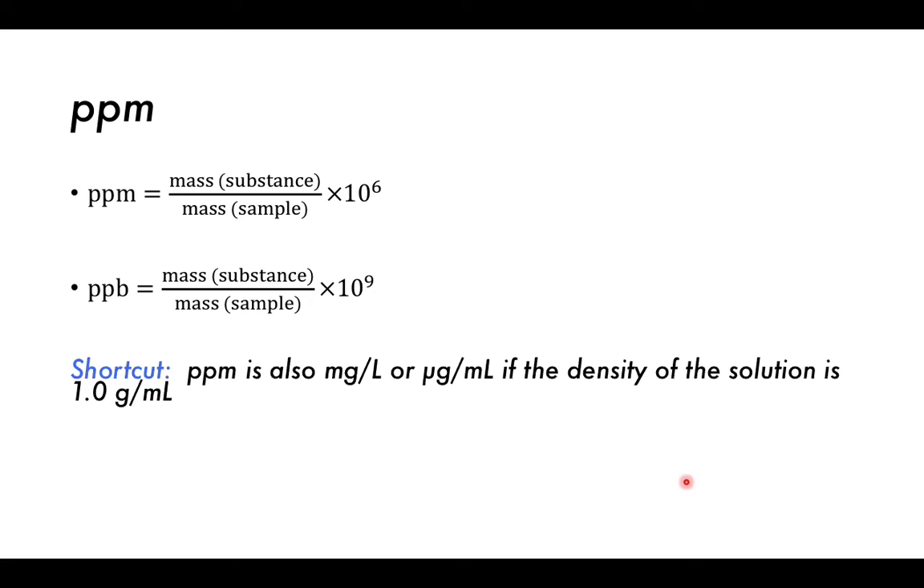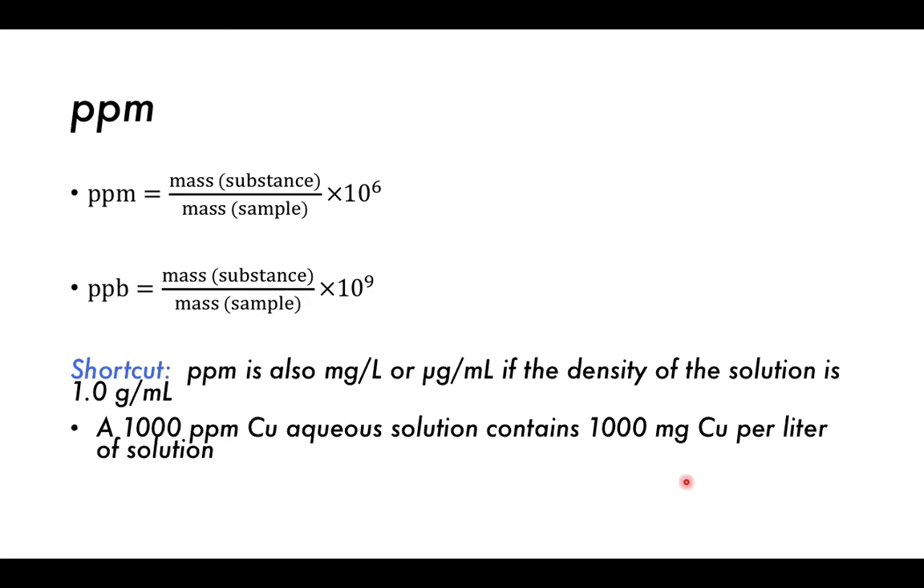So ppm can also be expressed as milligrams per liter or micrograms per milliliter if the density of the solution is 1 gram per milliliter. So this is in the case of solutions in water, which to all intents and purposes, we generally assume is going to be 1 gram per milliliter.